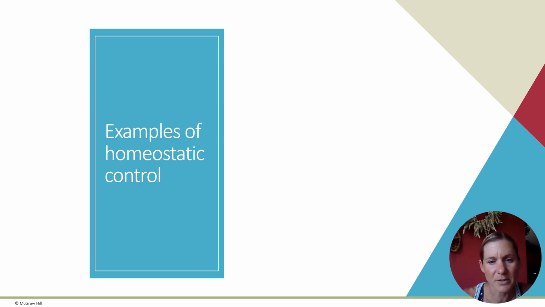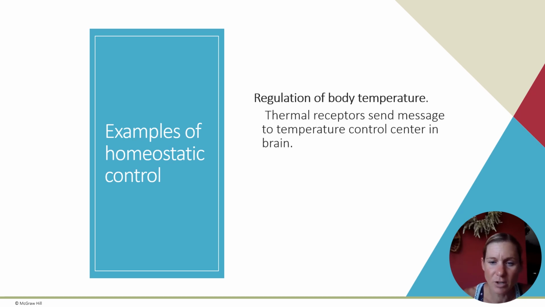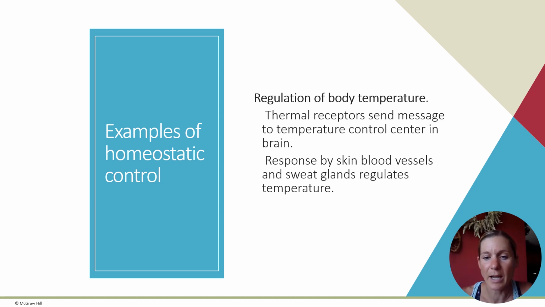So some more examples of homeostasis and homeostatic control. Again, as we mentioned, regulation of body temperature. So how does this work? We've got these thermal receptors, or thermoreceptors, that are going to send a message to the temperature control center in the brain, which is the hypothalamus. And then we're going to have a response. If the temperature gets too hot, our response will be to send blood to the skin surface so that we can dissipate heat. We can also activate the sweat glands that are going to help us with temperature regulation as well.